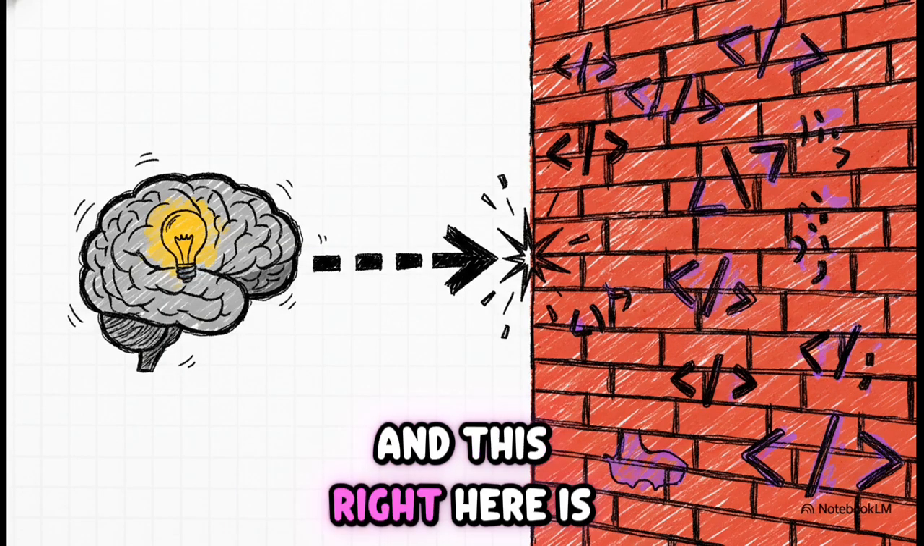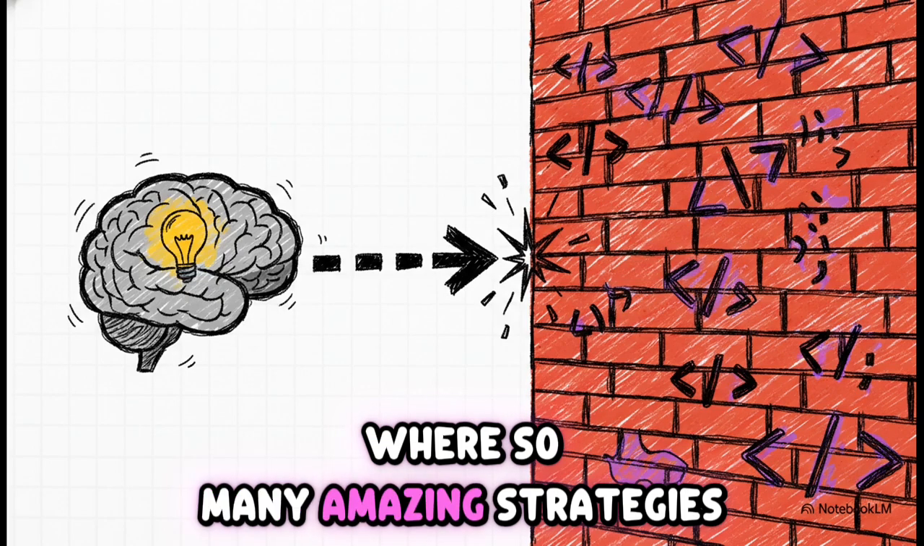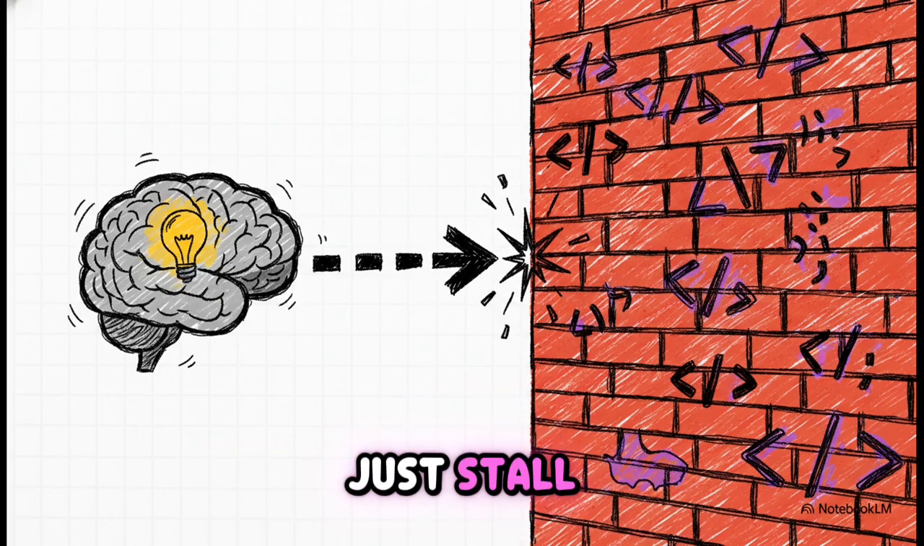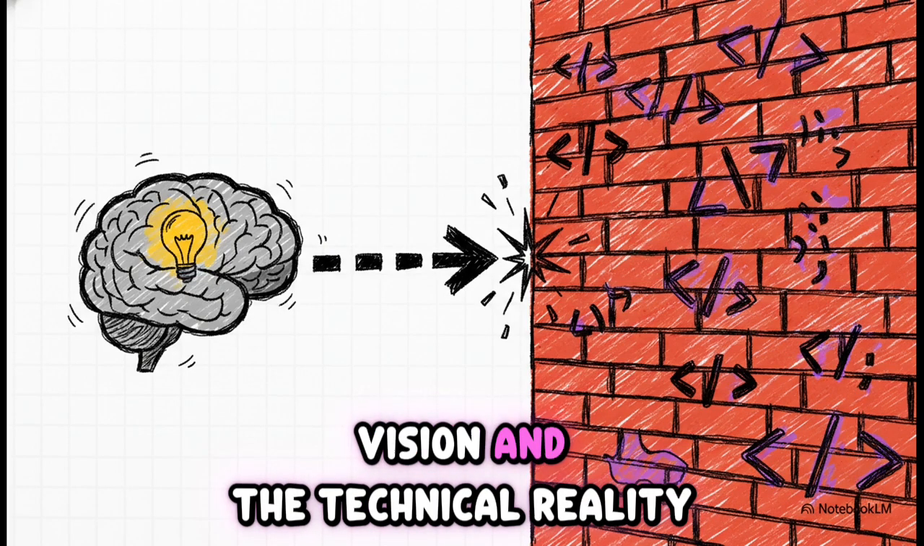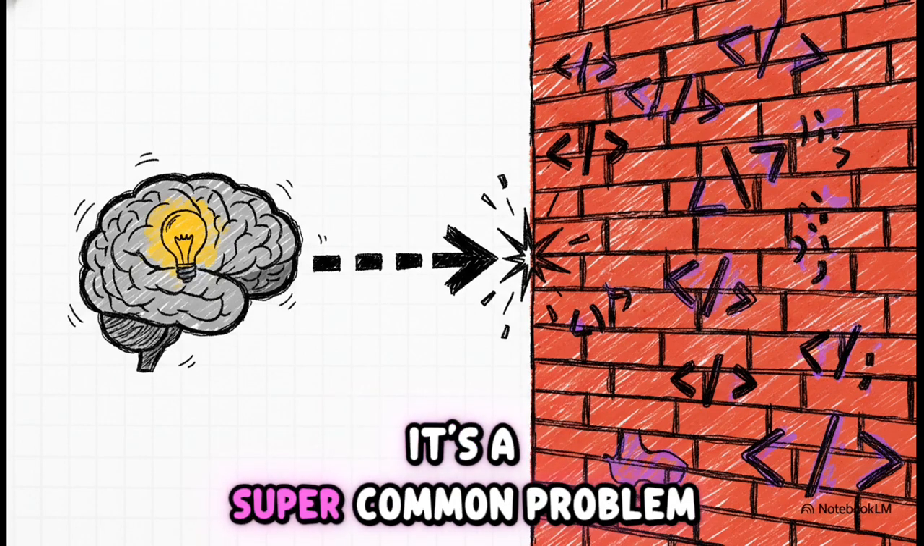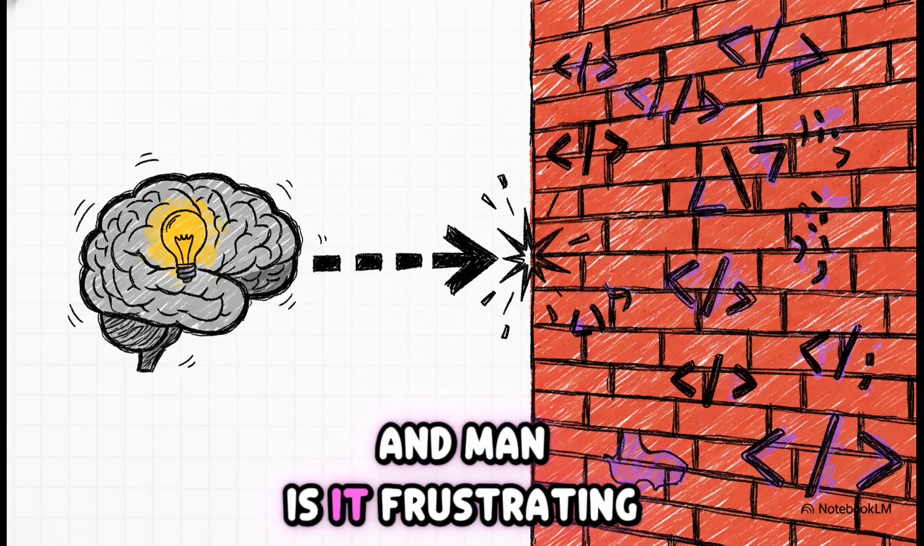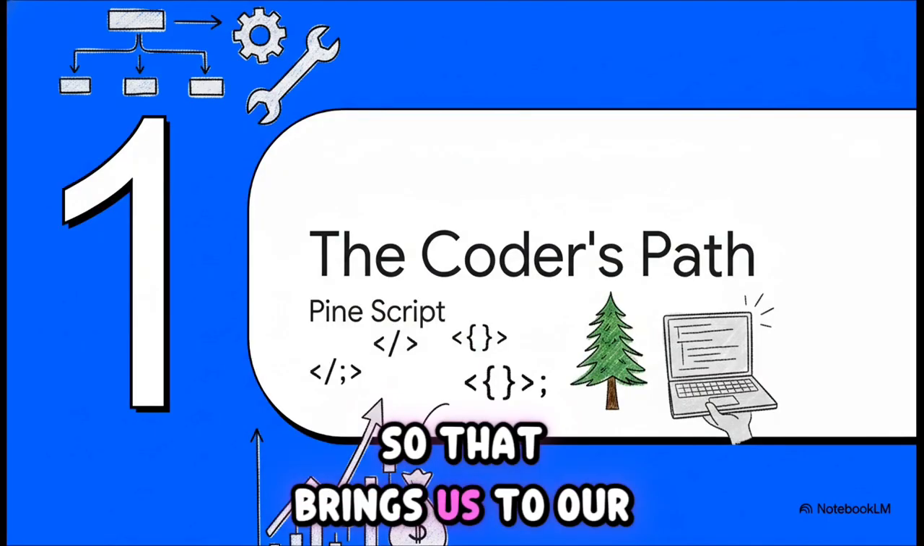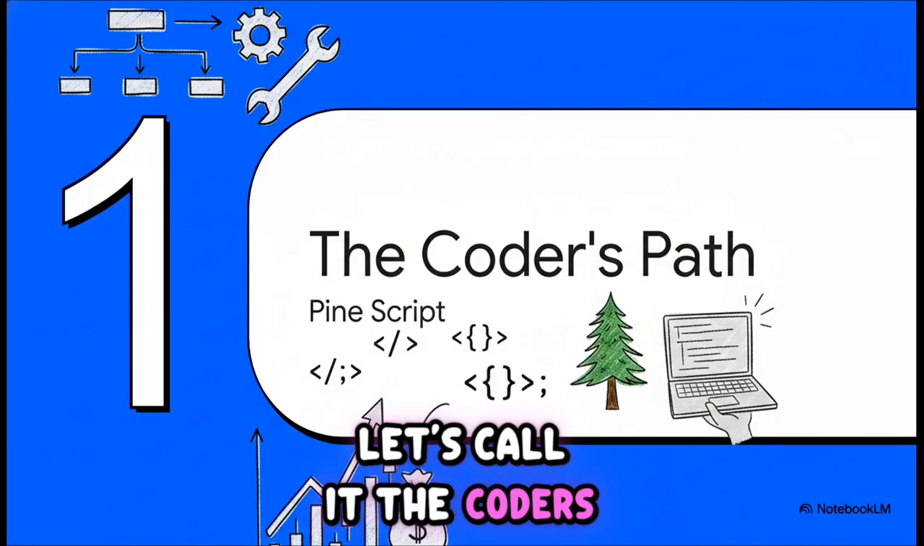And this, right here, is where so many amazing strategies just stall. They get caught between the vision and the technical reality. It's a super common problem, and man, is it frustrating. So that brings us to our first path. Let's call it the coder's path.